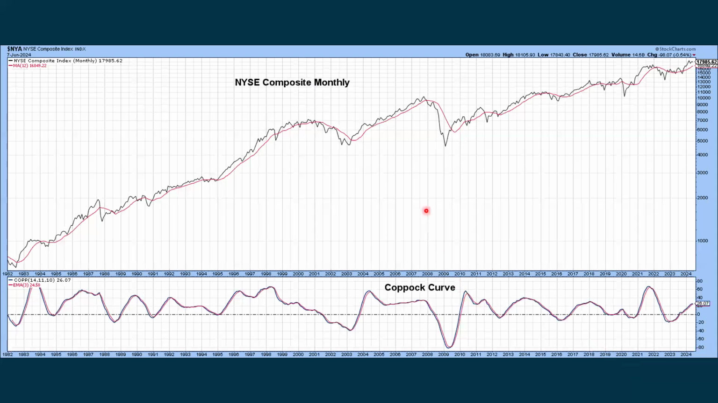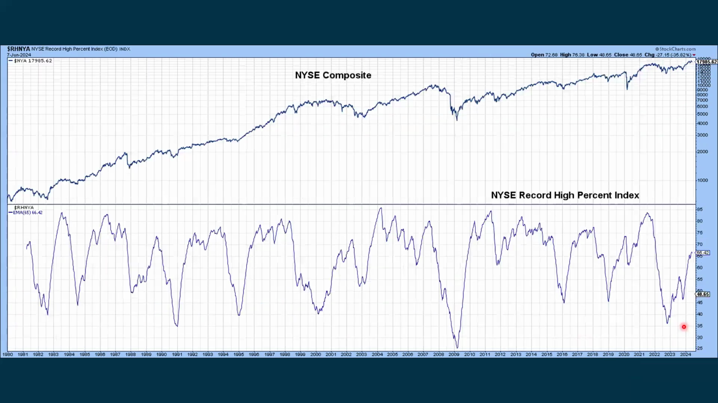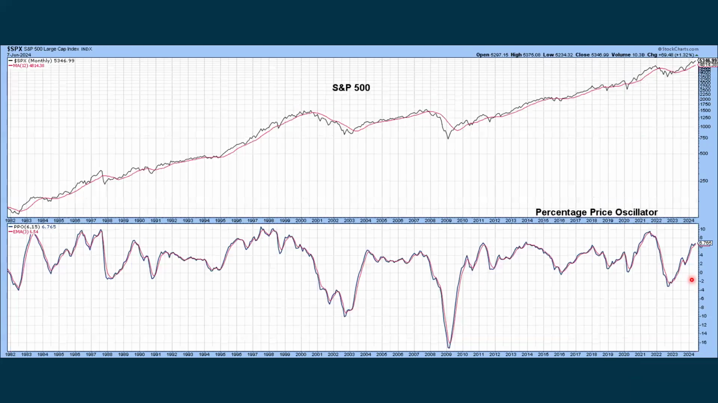This is a monthly chart of the NYSE composite. We're above the red line and going up, so that's positive by itself. The Coppock curve, which is a momentum oscillator, continues to go up. This is a daily chart, and we have an indicator down here called the record high percent index. This is going up. So we're looking strong here on the daily chart.